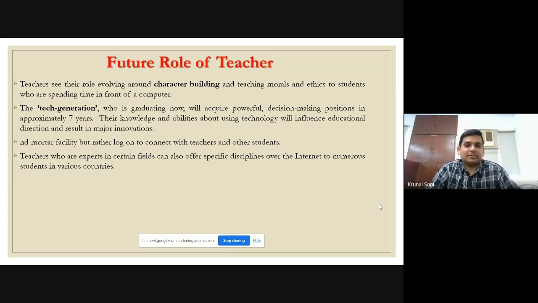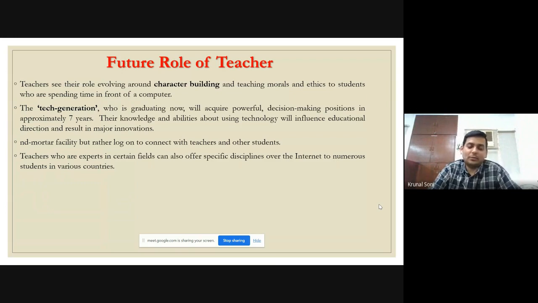The tech generation who is graduating now will acquire powerful decision making positions in approximately 7 years, right? So nowadays the things have started. Now the results we will utilize after certain years of time, right? We are already in the process of 2 3 years, so we have to wait for more than a few years. And then after we will see the results of implementation of ICT tools in the teaching learning process.